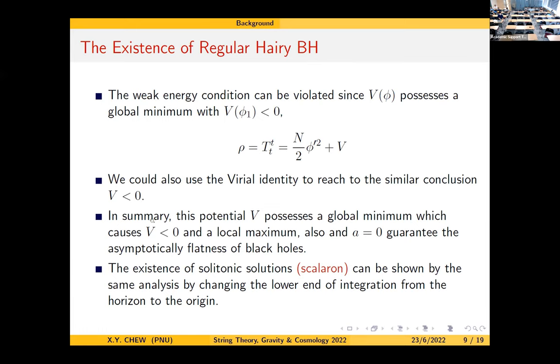So in summary, this potential V must possess a global minimum such that the potential is less than zero, and a local maximum such that the first condition can be satisfied. We fix the local maximum to be zero to guarantee that the black hole solutions are asymptotically flat. Here, we can also repeat the same procedure for the solitonic solutions, which are known as scalarons, and you can change the lower end of the integration from the horizon to the origin.